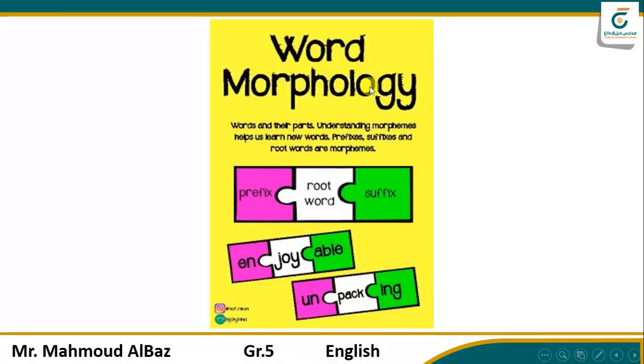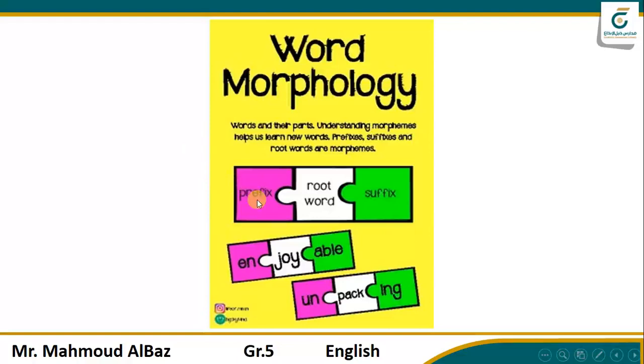picture, word morphology. By the way, look here in the purple color, the word prefix, and in the white one, root word and the end suffix. That means that each word, if there's a prefix attached to the beginning, it means prefix, and if any group of words that attach it to the end, it's suffix.